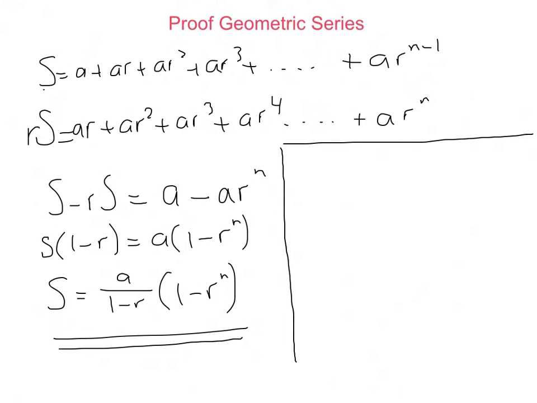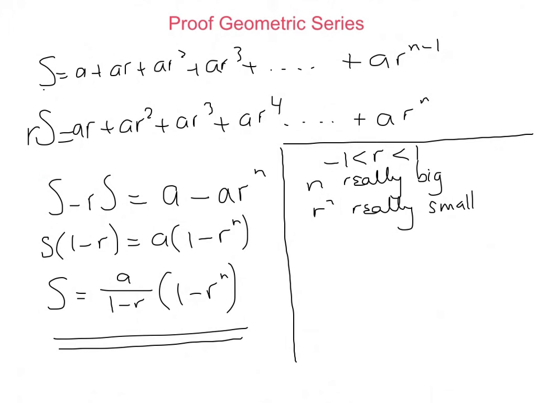Now, if R is between minus 1 and 1, and n gets really big, then a special thing happens. R to the n gets really, really small. Imagine doing 0.1 to the power of 10. 0.1 times 0.1 times 0.1, ten times. It's going to be tiny.